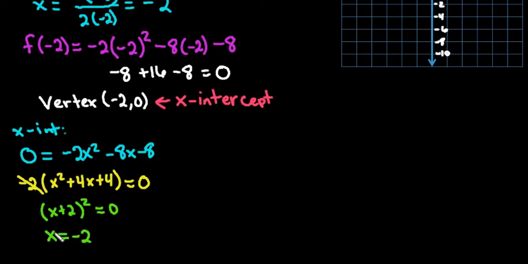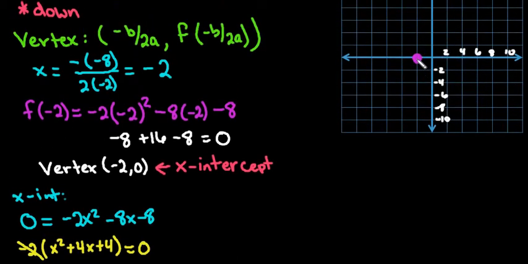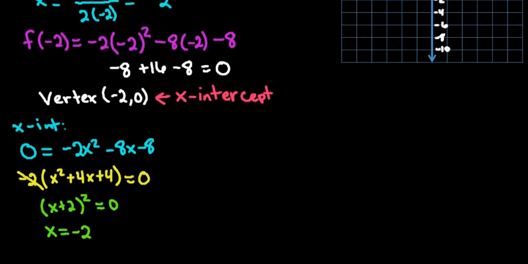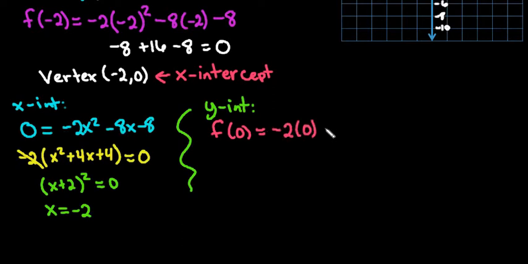So this repeats twice, so that would be multiplicity of 2, which is why we only have one intercept, because it's the same one. To find the y-intercept, again, remember that all we have to do is find f of 0. So that tells me wherever I have an x, I'm going to replace it with 0.